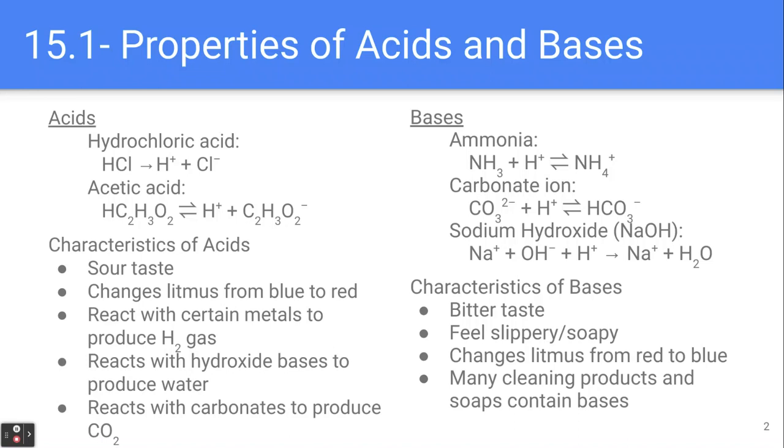Now, bases. One of the most common bases that we use and talk about would be ammonia, NH3. So what happens here is NH3, ammonia, gets a proton, and now it turns into the ammonium ion. We've got the carbonate ion there. And so if we add a proton to the carbonate ion, it can turn into the bicarbonate ion. And then sodium hydroxide is one of the most common bases as well. And so sodium hydroxide reacting with an acid is going to produce some sodium and some water.